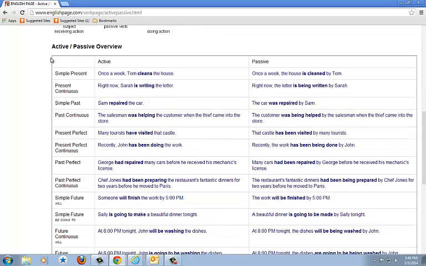This gives you examples of active and passive in different verb tenses. Don't worry about all the verb tenses. We're just going to look at the simple present.